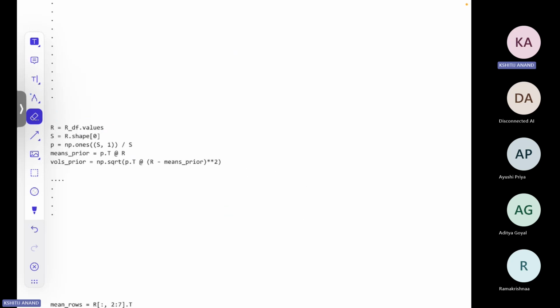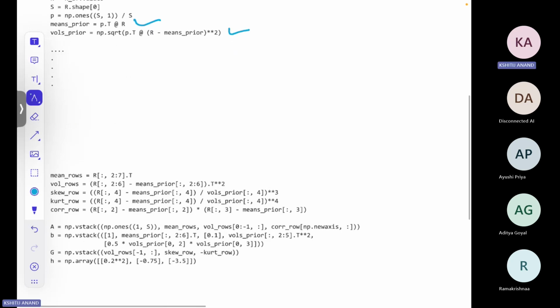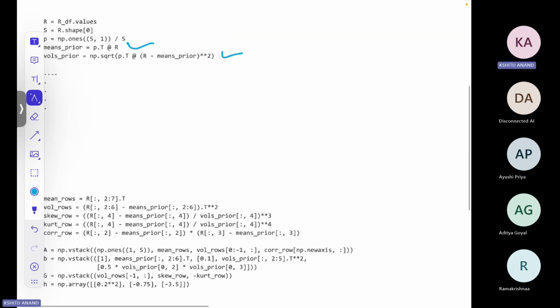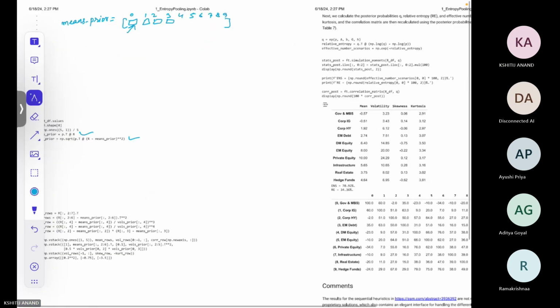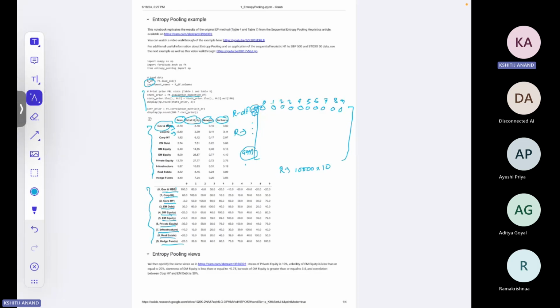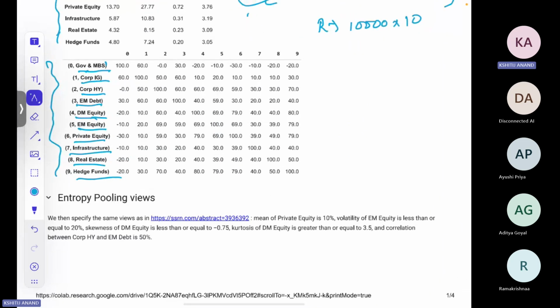So now after this step, you have calculated the mean return of each asset and the volatility of each asset. Now, let us see. I guess we have missed an important slide. Okay, no, we have it here. So what is our view? The views are: the mean of private equity is 10%, the volatility of EM equity is less than or equal to 20%, the skewness of DM equity is less than or equal to minus 0.75, the kurtosis of DM equity is greater than or equal to 3.5, and the correlation between corp HY and EM debt is 50%. So these are your views.